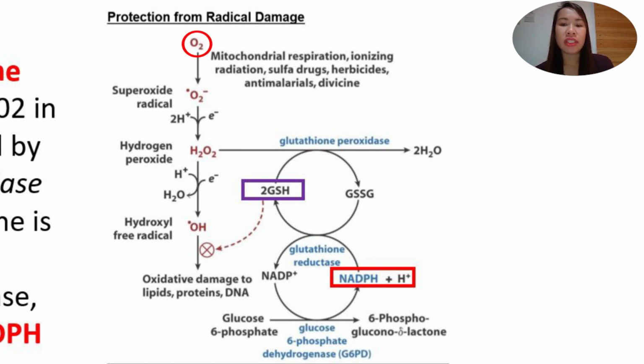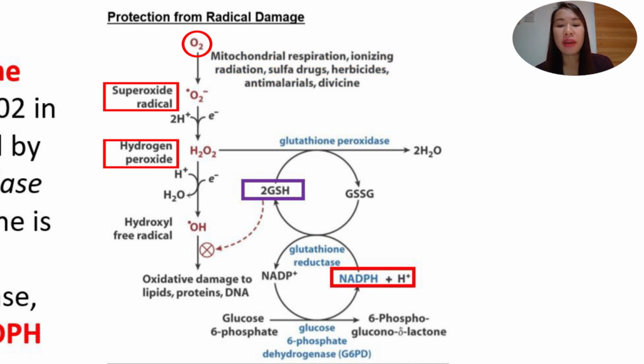So, we have here oxygen. So, upon mitochondrial respiration or radiation, sulfa drugs, herbicides, and anti-malarials or divisin, nagpo-produce siya ngayon ng superoxide radical. So, ito na yung sinasabi natin na reactive oxygen intermediate. So, superoxide radical, which then produces your hydrogen peroxide.